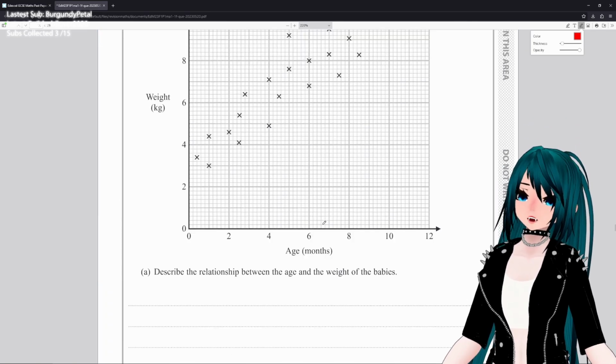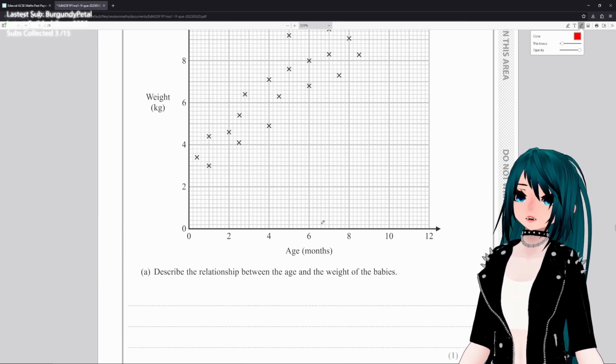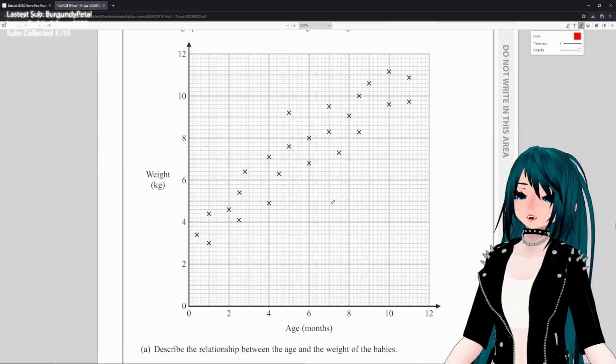Oh god. Describe the relationship between the age and weight of babies. Easy. As the baby gets older, the baby gets heavier.